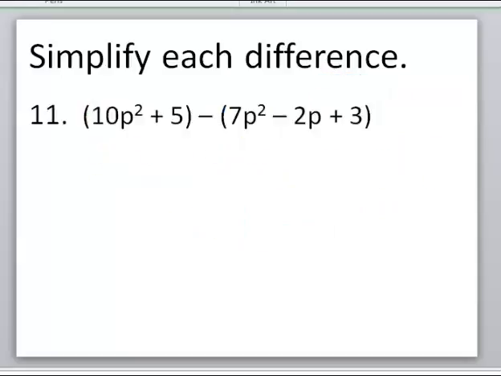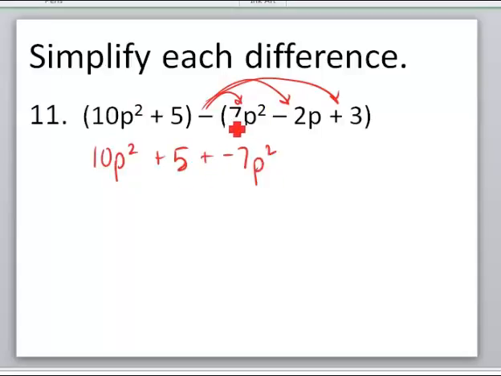Last problem. Again, distributing a negative through, subtracting each one. So I've got a 10p to the second plus 5. I have a negative 7p squared. It was positive 7, now it's negative. I have a negative times a negative, which makes a positive 2. I have a negative times a positive, which is a negative 3.